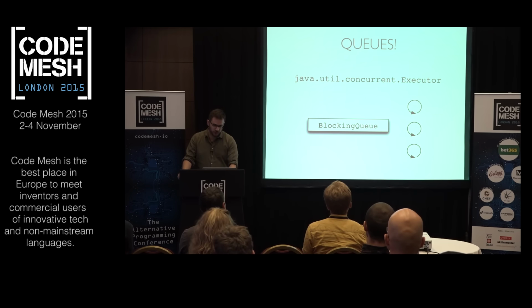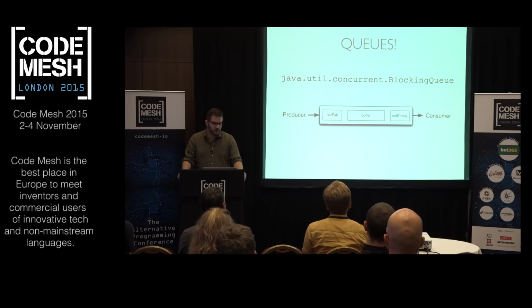And under the covers, this blocking queue actually has not one but three queue-like data structures inside of it. We have the buffer, which has the FIFO sort of semantics that we're familiar with, but it also has these things called conditions or condition queues. And these condition queues are called not full and not empty, respectively. And these are used when the buffer is either full or empty.